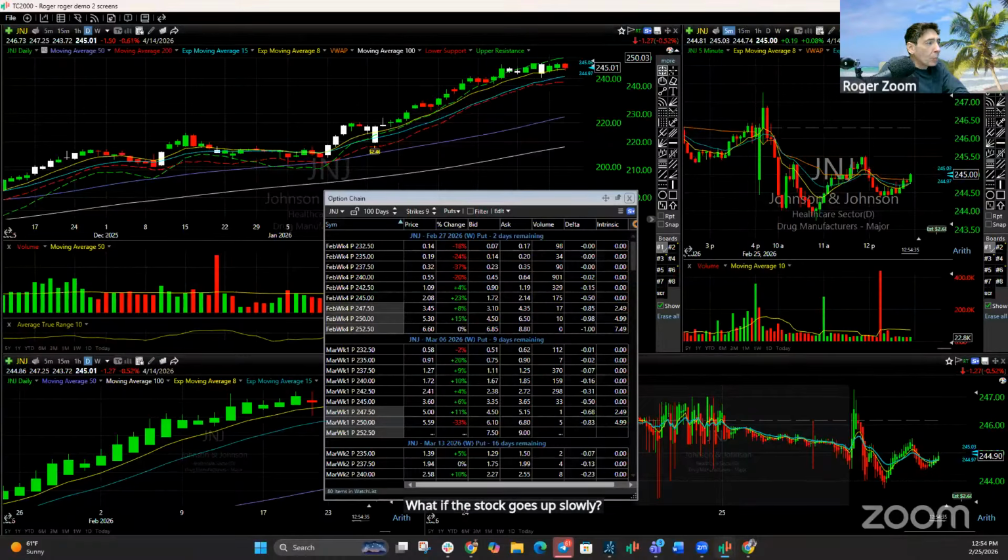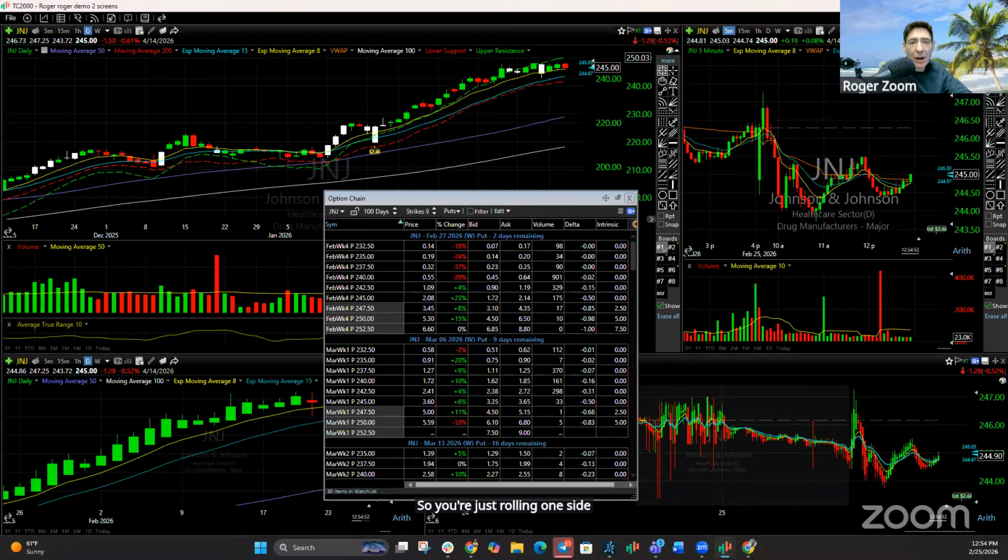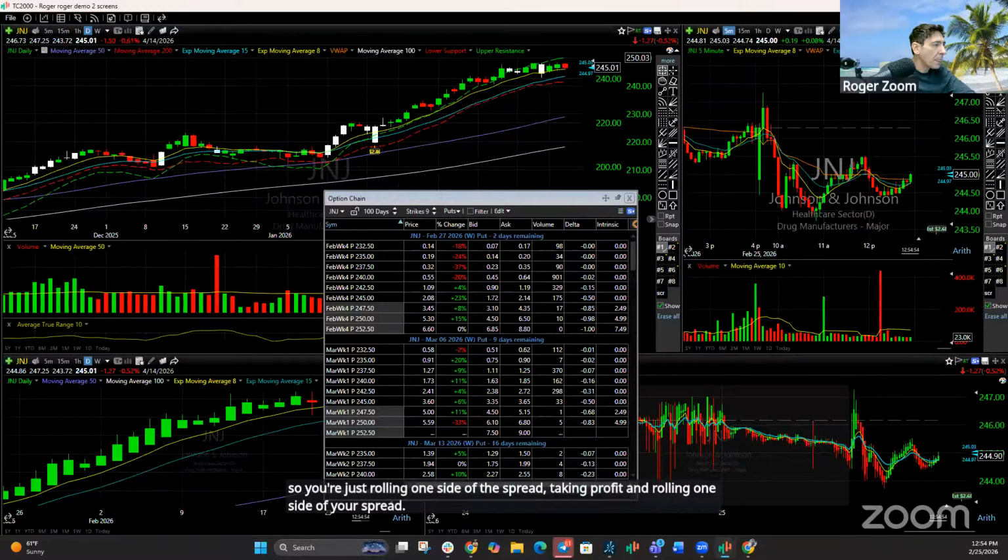What if the stock goes up slowly? Roll short, hold puts, profit. If a stock moves up a strike or two, sell puts at the new at the money strike price. Keep your long put. Basically, take profit on your short put that you sold and roll them over while holding on to your long position. You're just rolling one side of the spread, taking profit and rolling one side of your spread.